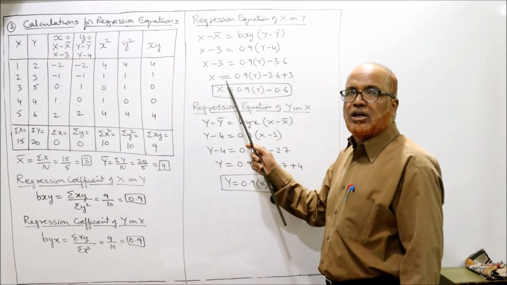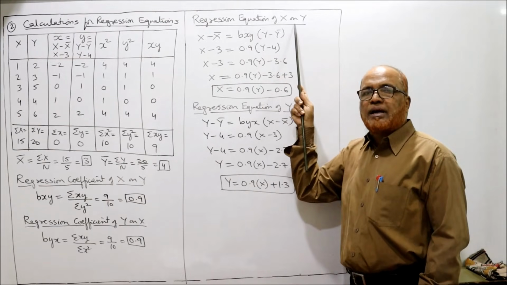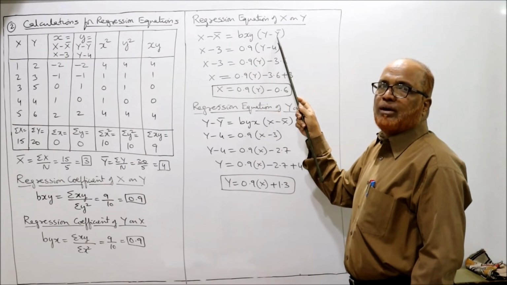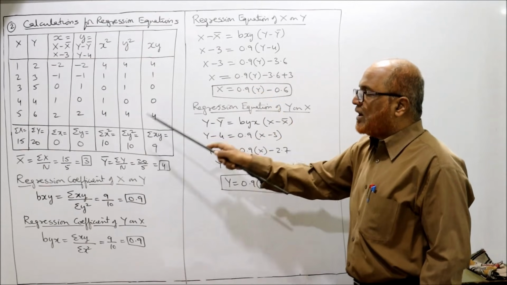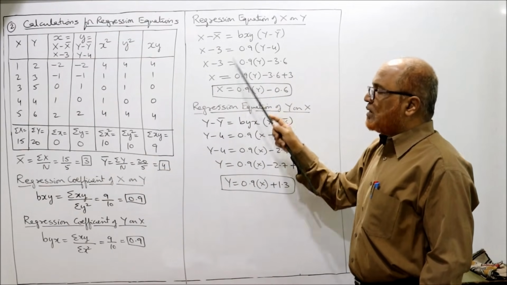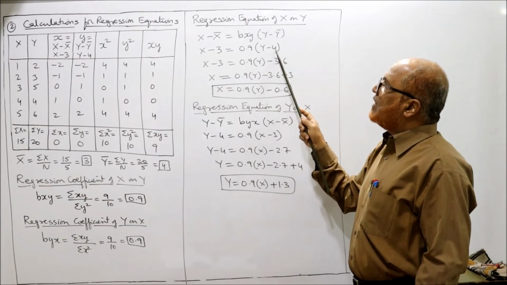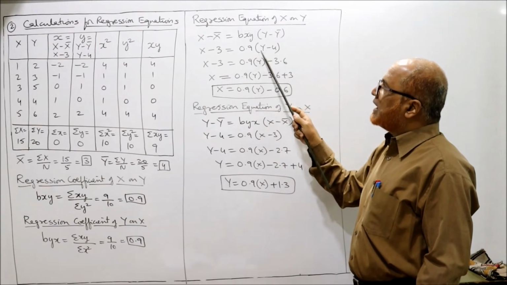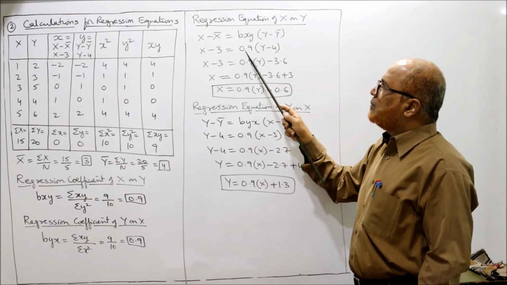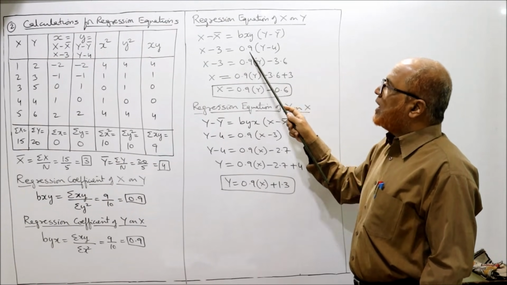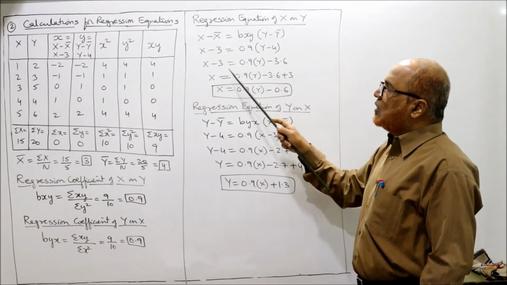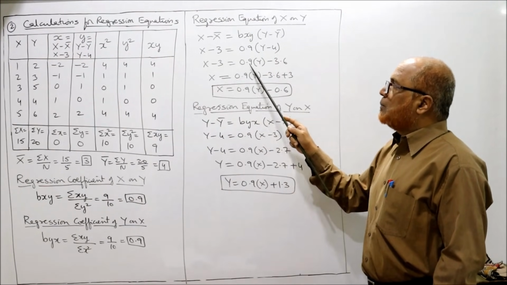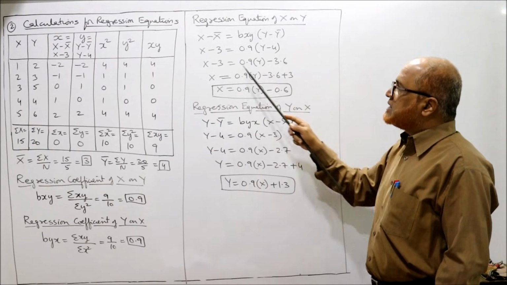Now we can find out the regression equations. First the regression equation of x on y: x minus x bar is equal to bxy into y minus y bar. The x bar value we already have is 3, the bxy value is 0.9, and the y bar value is 4. Substituting, x minus 3 is equal to 0.9 into y minus 4. Now open the bracket with 0.9: 0.9y minus 0.9 into 4, which is 3.6. Now this minus 3 is on the LHS, bring it to the RHS. So minus 3 becomes plus 3. So x is equal to 0.9y minus 3.6 plus 3.